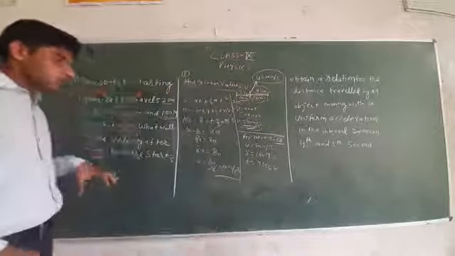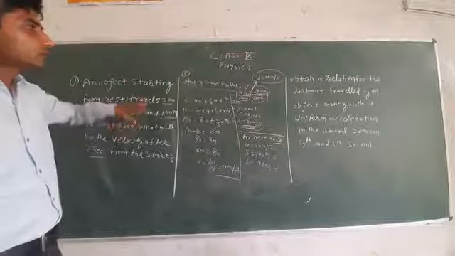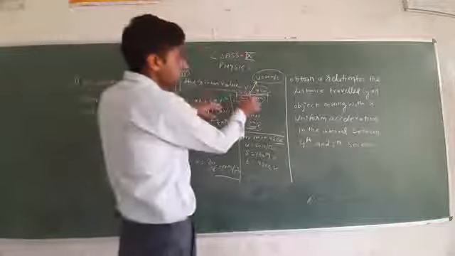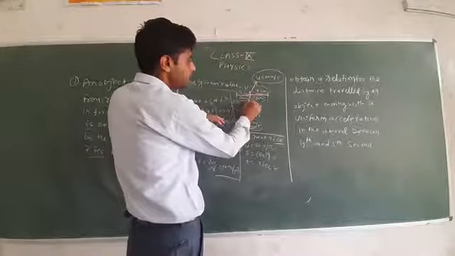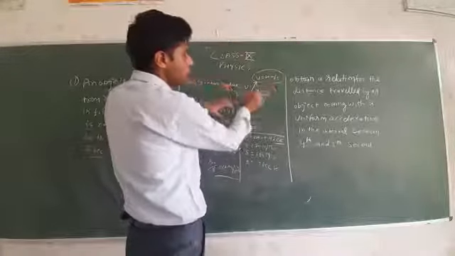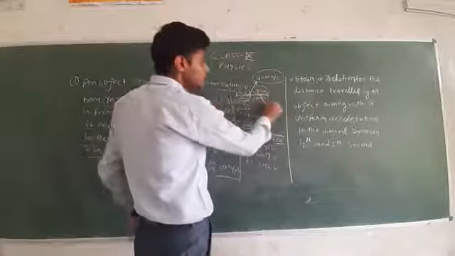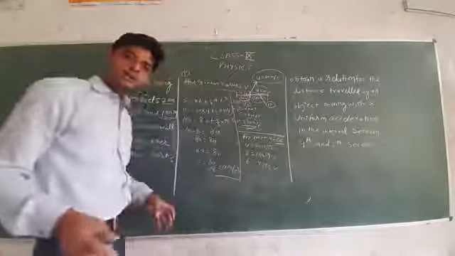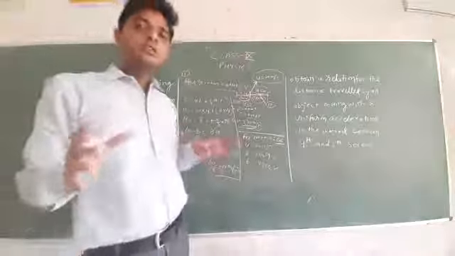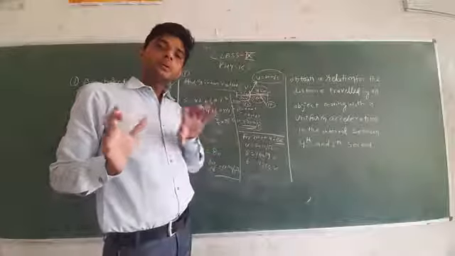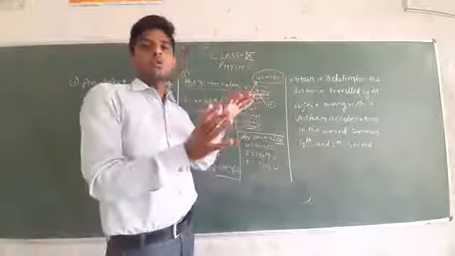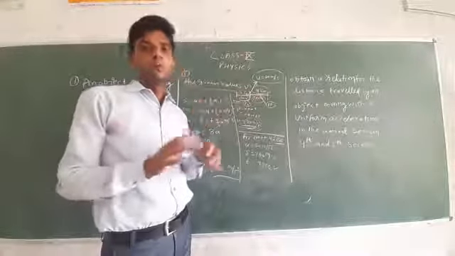It means for the total journey, for the first 4 seconds the acceleration is 10 meter per second squared, and in the next 4 seconds the acceleration is the same, 10 meter per second squared. It means we can say that the object is moving with uniform acceleration.